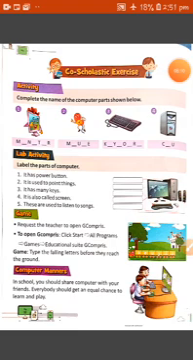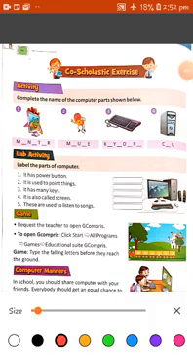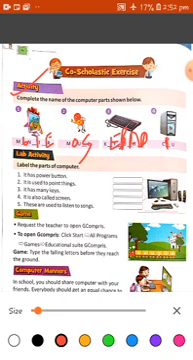Now, next activity. Complete the name of the computer parts shown below. First picture is monitor, M-O-N-I-T-E-R. Second picture is mouse, M-O-U-S-E. Third picture is keyboard, K-E-Y-B-O-A-R-D. Fourth picture is CPU.